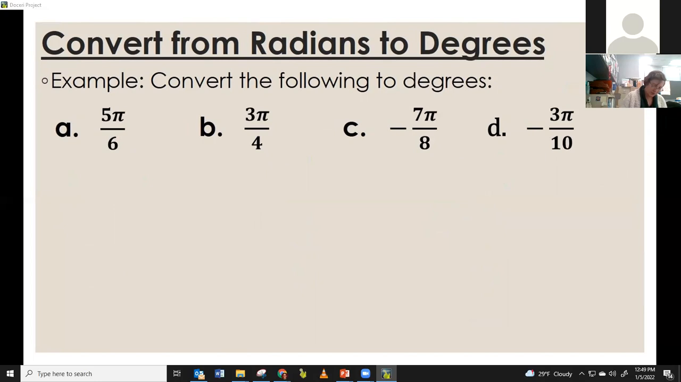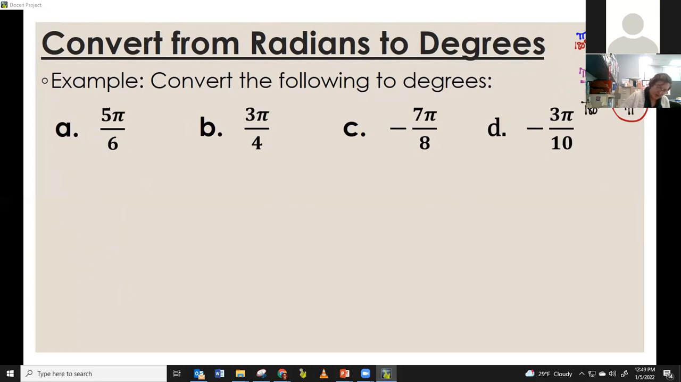And I want to know, on these problems, when we're wanting to go into degrees, which of those two proportions should we use? Should we use pi divided by 180 degrees? Or should we use 180 degrees divided by pi when I want to go from radians into degrees? Brendan, awesome. 180 degrees over pi is the proportion that we're going to use here.